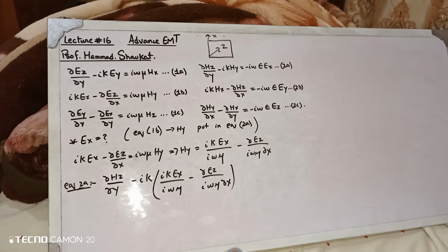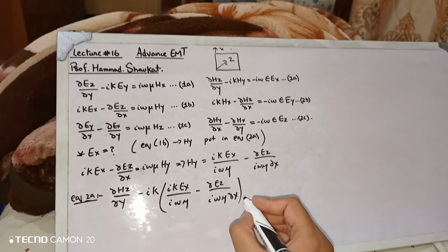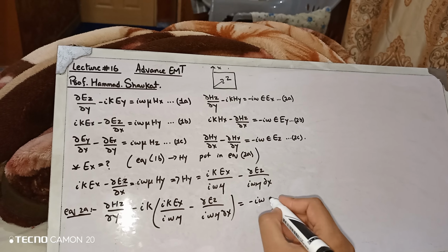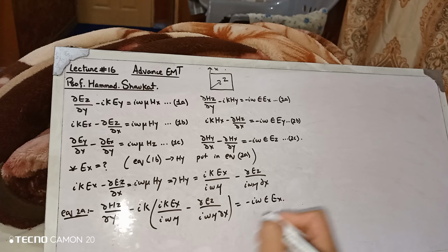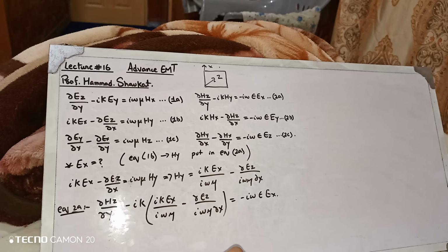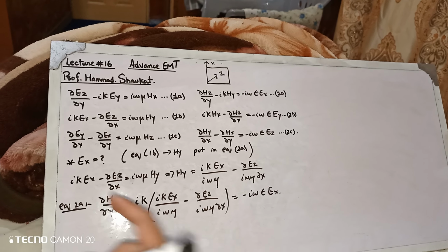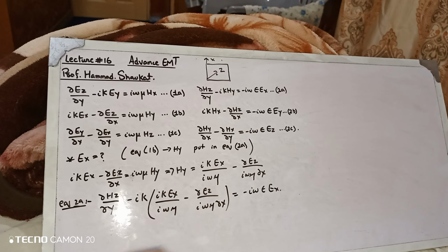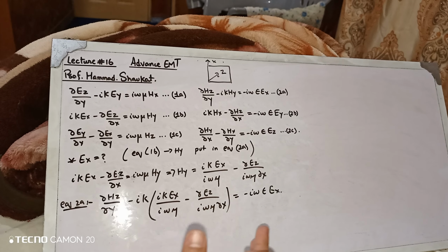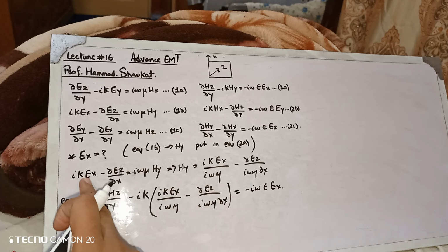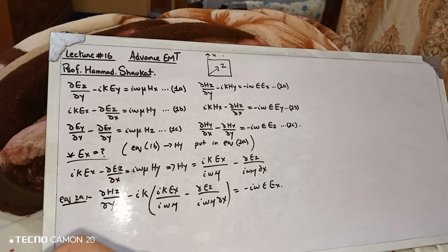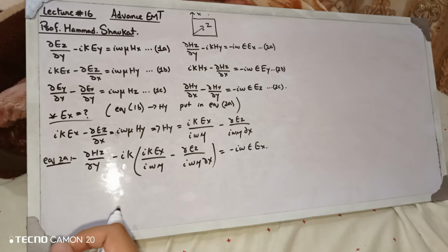Okay, now we have equals to this minus iota omega epsilon Ex. Now we have to solve this equation because we are finding Ex. So first of all we have to multiply this with this and this with this, and then we have to move Ex terms on one side because we are finding Ex, and then move other things to the other side, then we can easily find that term.